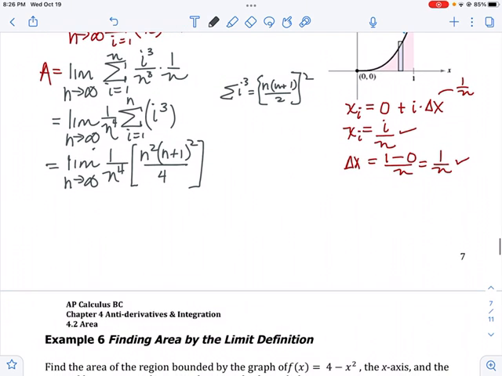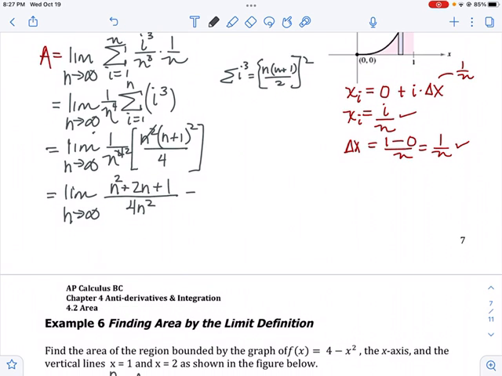Now there's some algebra that I'm going to skip around here a little bit. I'm going to take this n squared and make this a 2, and we have a 4 down below. So this is equal to the limit as n approaches infinity of n squared plus 2n plus 1, over 4n squared.